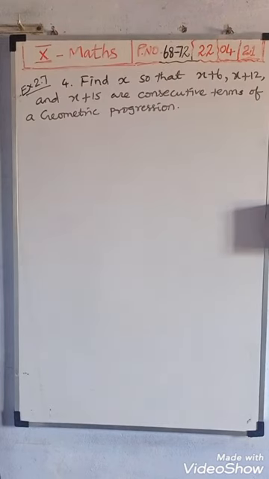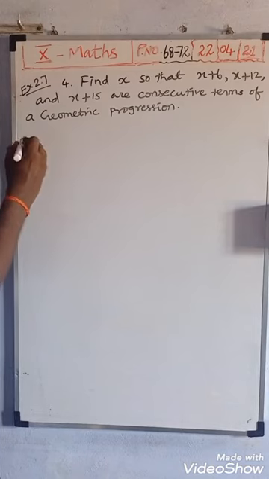See, next, fourth question. Find x. Show that x plus 6, x plus 12 and x plus 15 are consecutive terms of a geometric progression. So the question itself is given: it is a GP, consecutive terms of a GP. Then we want to find the value of x.